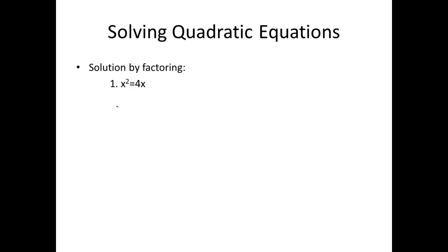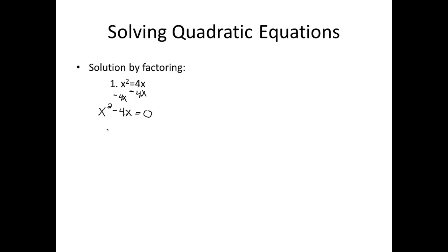A very common technique when you're solving quadratic equations is to bring all non-zero terms to the left side of the equation and have 0 on the right side. So when we take our equation, we now have x squared minus 4x equals 0. This is an easier solution process and works well if you can factor the left side of the equation.